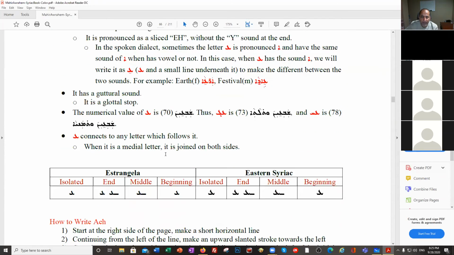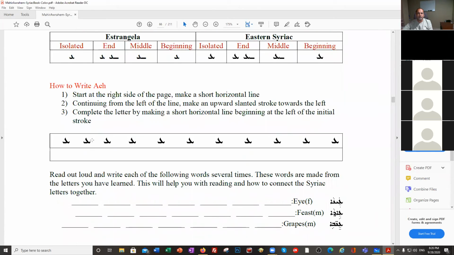The numeric value for ain is 70. Ain gamal, ain 70, gamal 3, 73. By the way, when we want to say 73, we have these two words and we put them together. I want to keep this one for chapter 4. So ain hath, hath is 8, 78, and so on. Ain connects from both sides, or connects from the left.